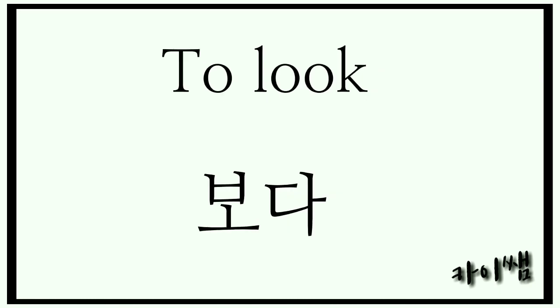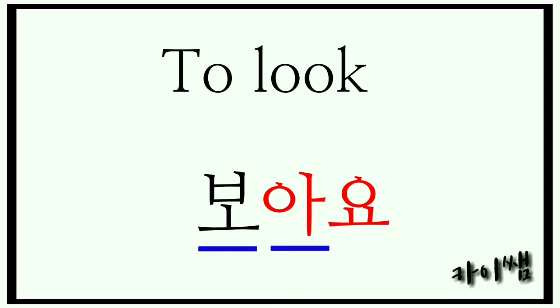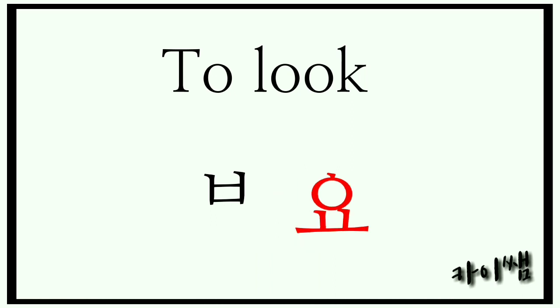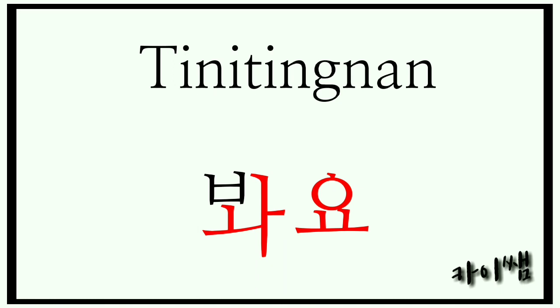Boda. Boda, tanggalin uli natin yung da and then i-check natin yung last vowel niya. And ang last vowel niya is O. So ibig sabihin, O and A. So we will add ayo. So now it will become buayo. And in this case, nakakita ulit tayo ng dalawang vowel na magkasunod, which is the O and A. So we will combine them and they will become wa. So now it will become bwayo.